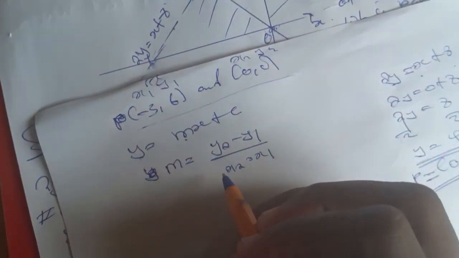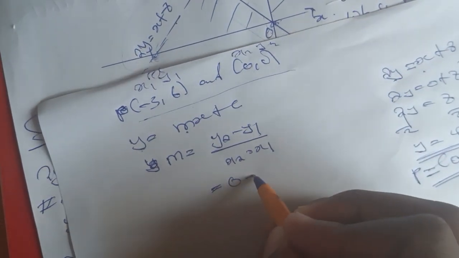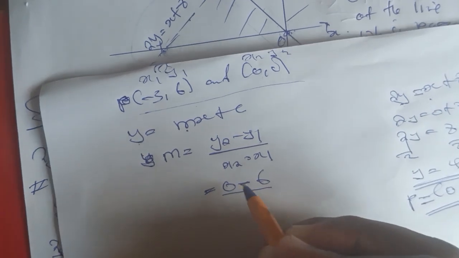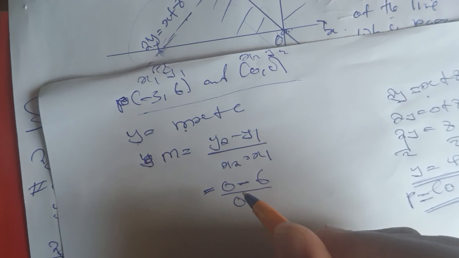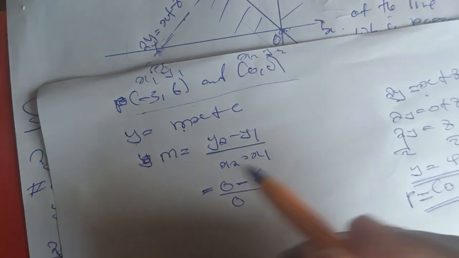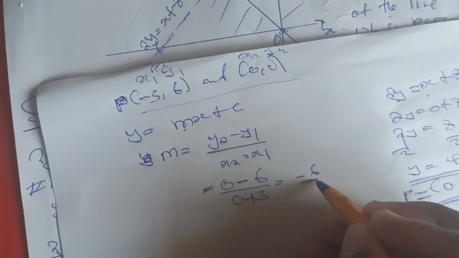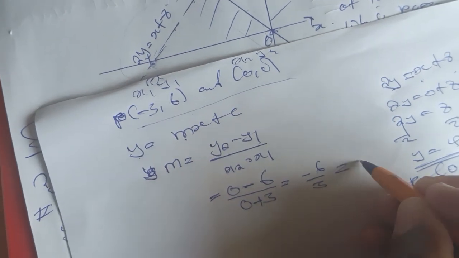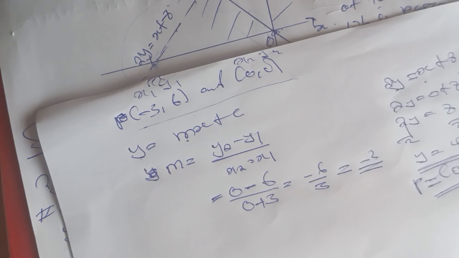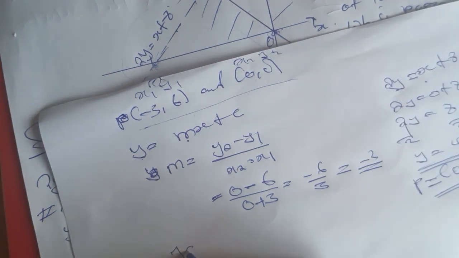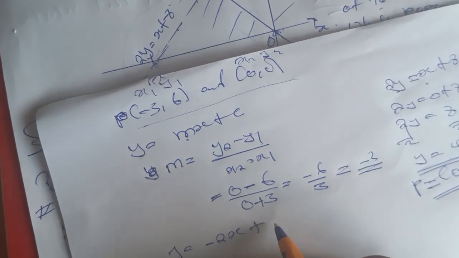So we proceed. What is our y2? It's 0, minus y1, which is 6, over x2, which is 0, minus x1, which is negative 3. So negative 3 minus a negative becomes plus 3. So this is negative 6 over 3, to give us negative 2. So the gradient is negative 2, guys. Now to find the general equation, we say y equals the gradient, which we know is negative 2, x, then plus c.